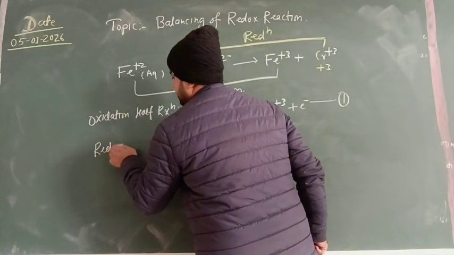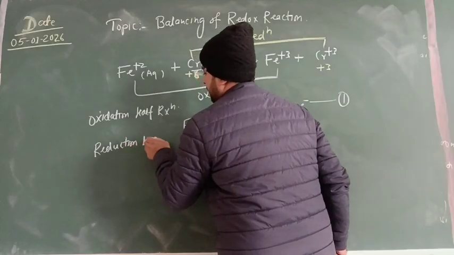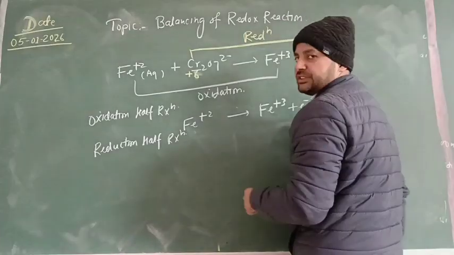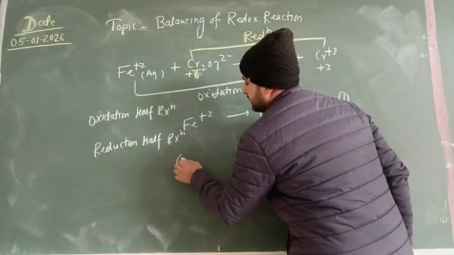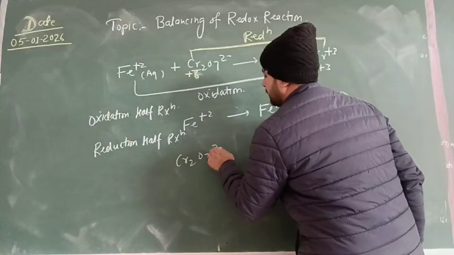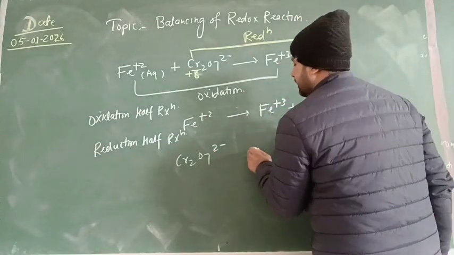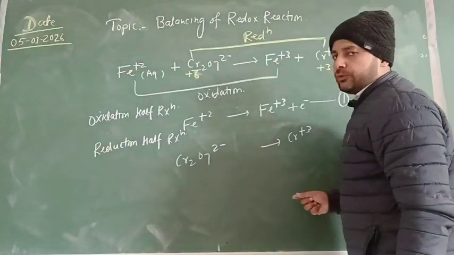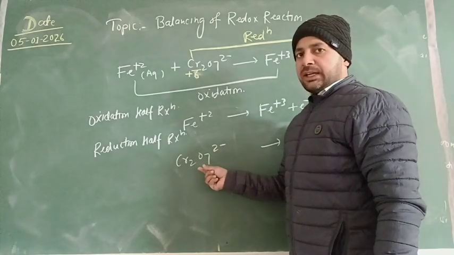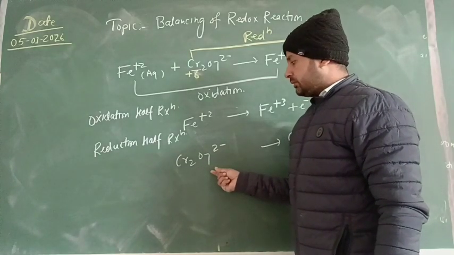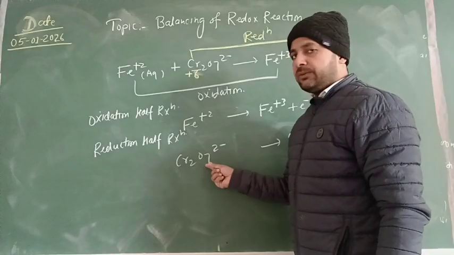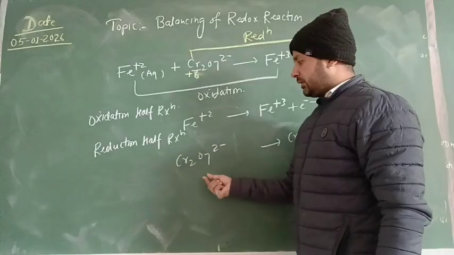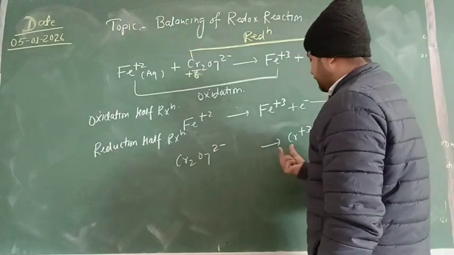Second, we will write the reduction half reaction. Reduction is happening in the case of Cr2O7 2-, which changes into Cr3+. First of all, we have to balance atoms other than hydrogen and oxygen. Here there are 7 oxygens, but we will not balance them first. First we balance atoms other than hydrogen and oxygen. Here there are 2 chromium atoms and here there is 1 chromium atom.